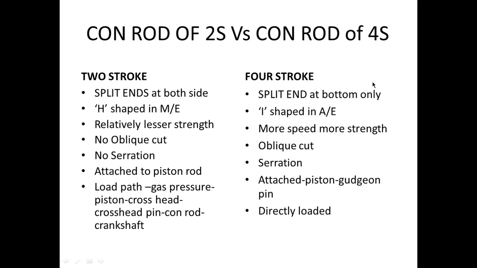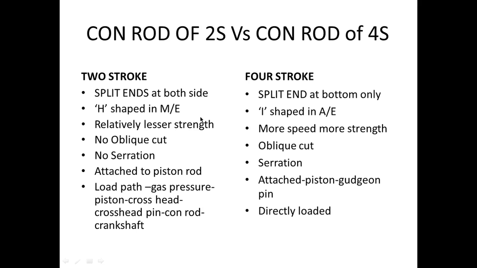Now when we speak about the two-stroke engine, the two-stroke con rod has split ends at both sides, whereas the four-stroke has split ends at the bottom only. I-shape con rod in the auxiliary engine and H-shape con rod in the main engine. We will also discuss in detail the strength of the I shape and H shape, why here we have I shape and why here we have H shape.